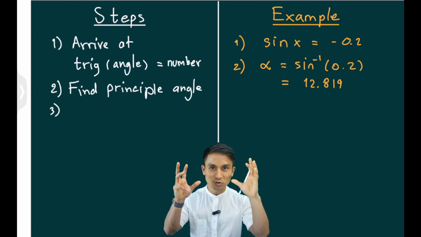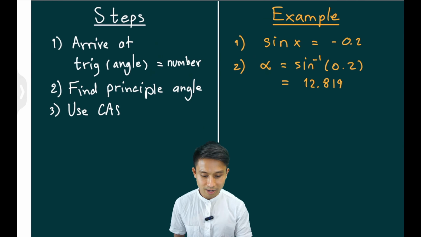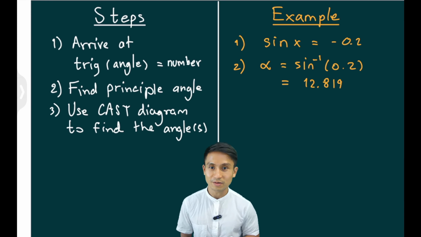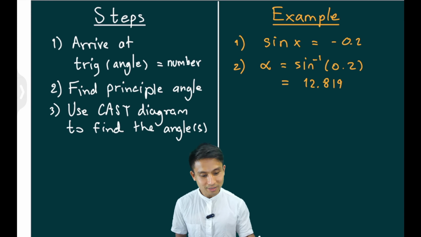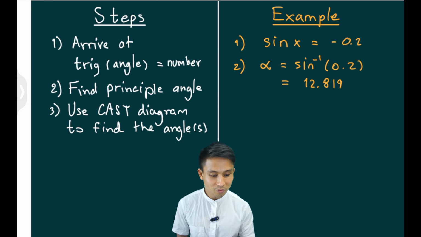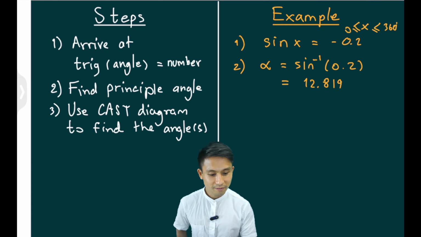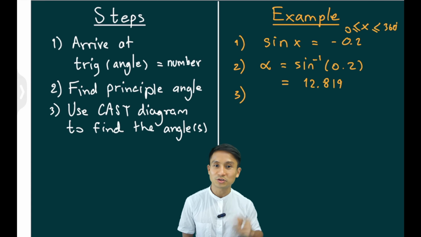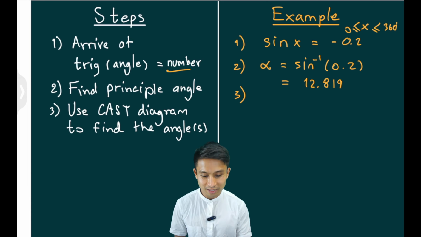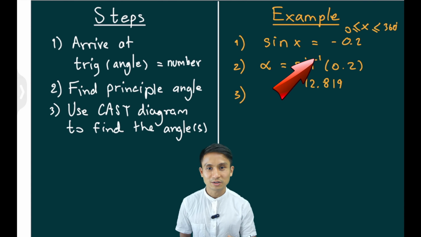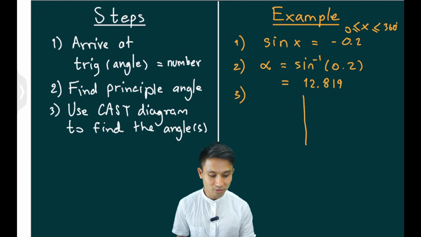Step 3, we're going to use the CAST diagram to find the angles. And this may be 1 or 2 or more answers depending on the domain. For simplicity, I'm going to make the domain in the range of x greater than 0 but less than 360. Step 3 has 2 sub-steps. First, you need to figure out, using the actual number, which is this number here, what are the quadrants that would give the sine function a negative value. So we just draw a little diagram.